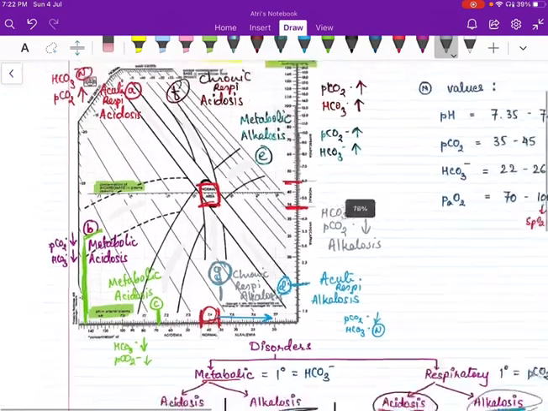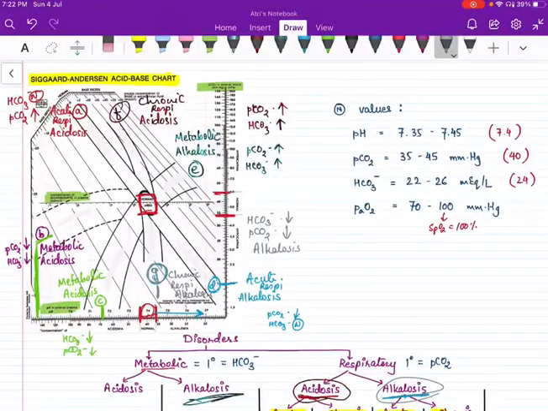So this is our interpretation of the Siggaard-Andersen nomogram. It is not as hard as we think it is. It is very simple. We have to just observe a few things and read carefully about the history of the patient given in the question.